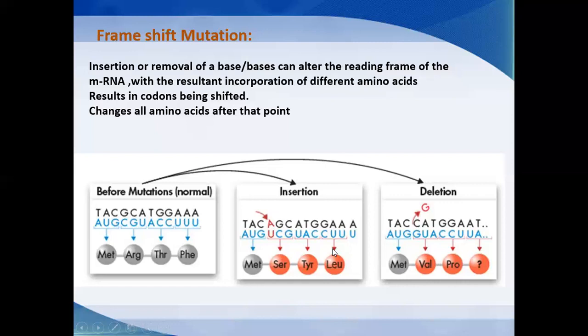So in this way, by the insertion and deletion of nitrogen bases in the DNA molecule, different amino acids are formed in the protein molecule, which changes all amino acids after that point. These types of mutations are called frameshift mutations.